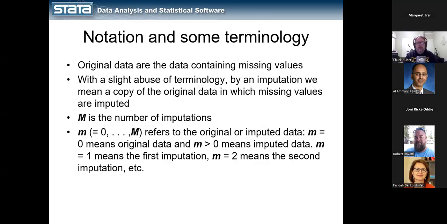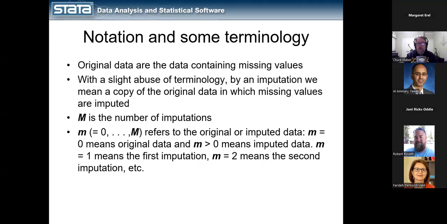So what does that mean exactly? First off, let's get some notation and terminology under our belt. I'm going to use the letter capital M to denote the number of imputations. By imputations, I mean I'm going to make multiple copies of the entire data set. For those of you who are wondering, there are more efficient ways to do this, and Stata will do them rather than making full copies of the entire data set. You can just make copies of the missing parts. But anyway, we're going to make copies of the data, and capital M is the number of imputations.